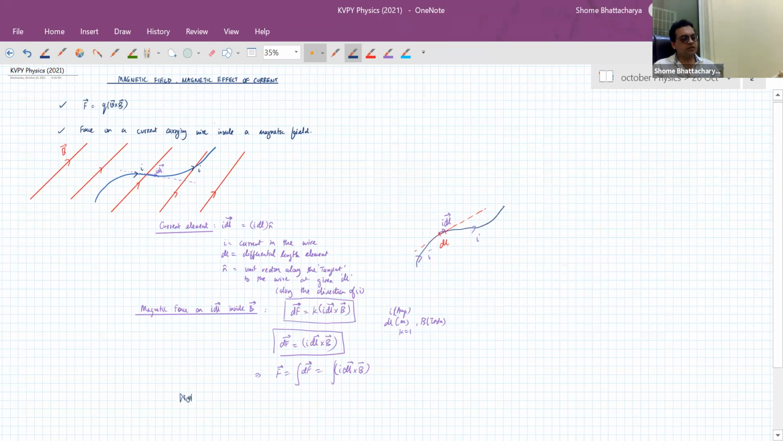Now, additionally, you can see that here the magnitude of this force will become IDL B sine theta, where theta is the angle between the magnetic field at a point and the current element vector.